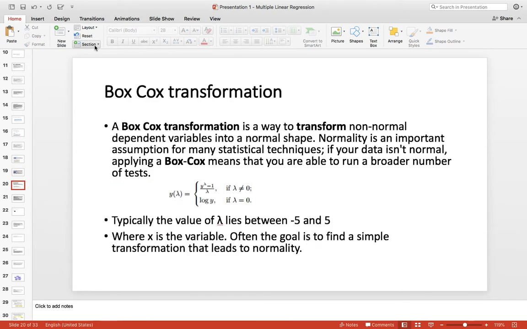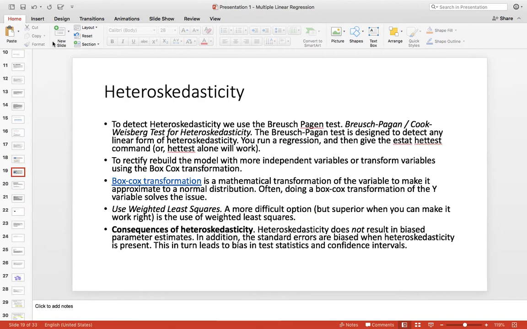Okay, I have not told you how to do the Box-Cox transformation. Now the Box-Cox transformation is a transformation you would do if you had heteroscedasticity. So heteroscedasticity can be corrected using Box-Cox transformation. It is a mathematical transformation of the variables to make them approximate a normal distribution.